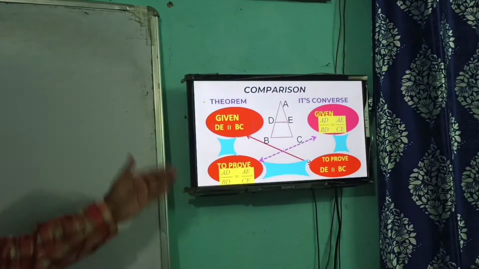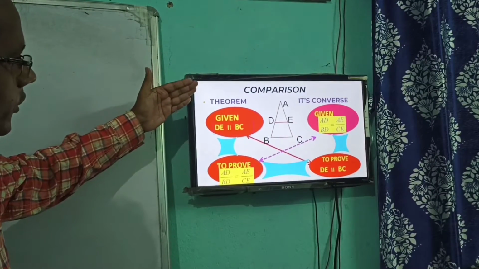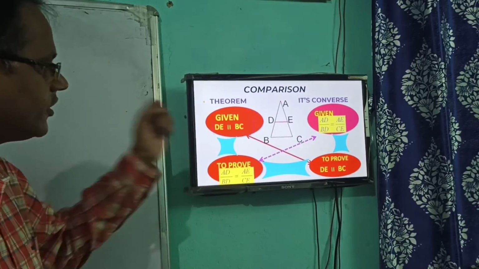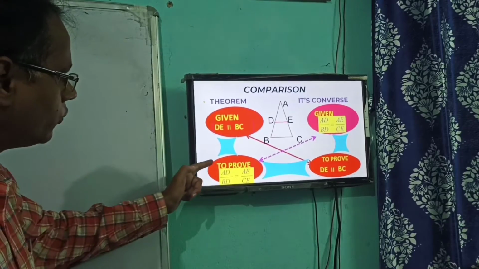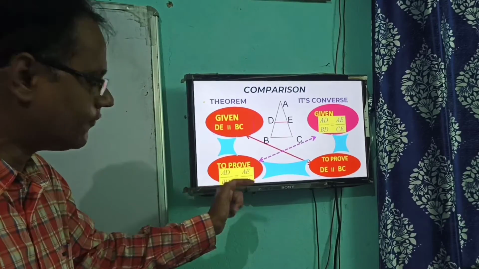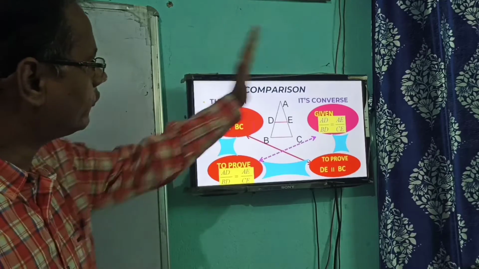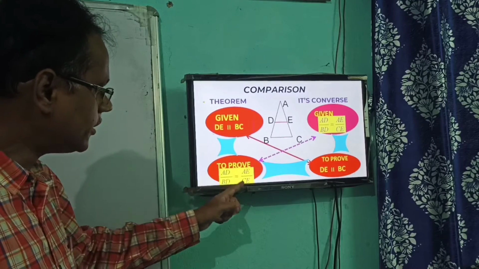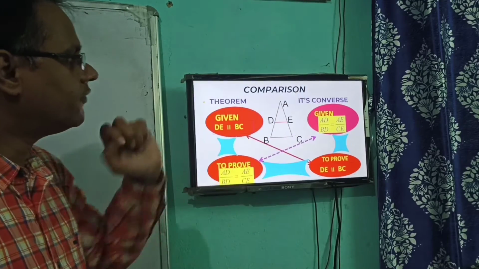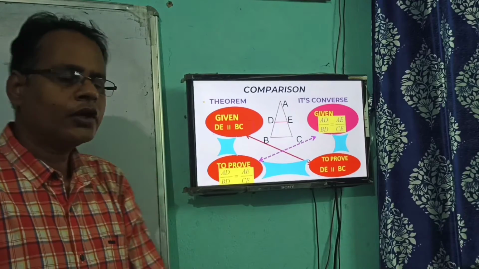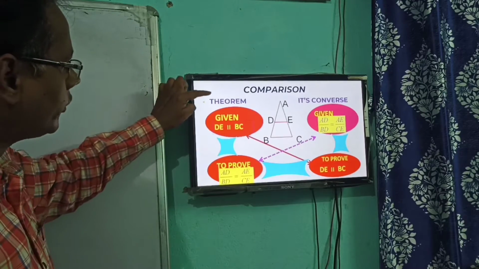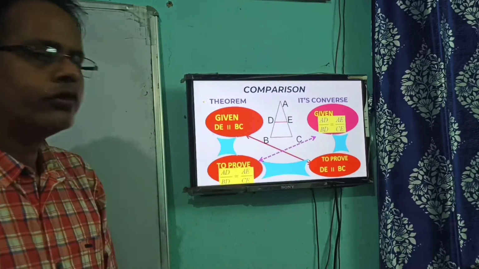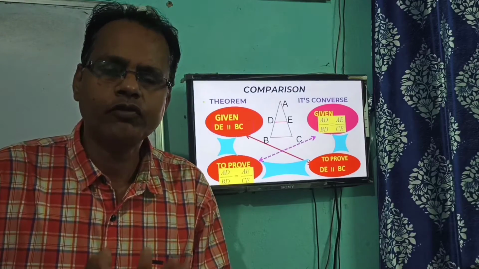You look at the flow chart here. All of you know the basic proportionality theorem: in a triangle ABC, if DE is parallel to BC, that is given, then we need to prove AD by BD is equal to AE by CE. For its converse, the to-prove of the original theorem, AD by BD is equal to AE by CE, will go to the given of the converse theorem. In the same way, the given of the original theorem, that is, DE is parallel to BC, will go to the to-prove of the converse theorem.